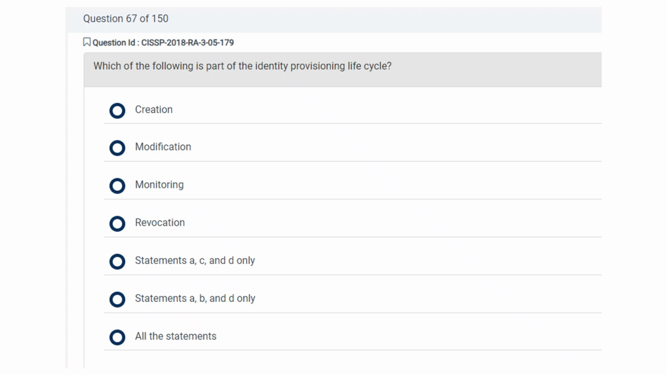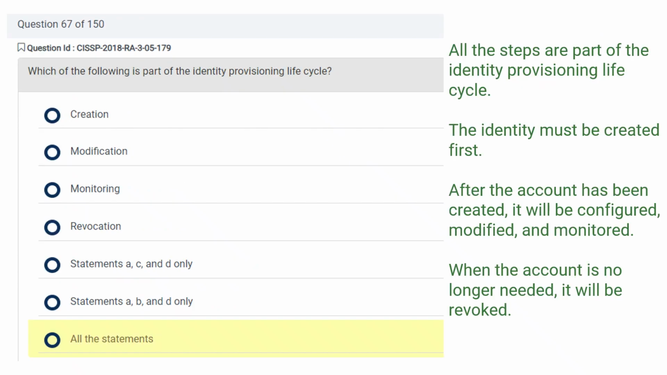Question 67. Which of the following is part of the identity provisioning life cycle? Creation, modification, monitoring, revocation? Should it be A, C, and D only, A, B, C, and D only, or all of these statements? All the statements here are part of the identity provisioning life cycle. The identity must be created first. After the account has been created, it will be configured, modified, and monitored. And when the account is no longer needed, it will be revoked.